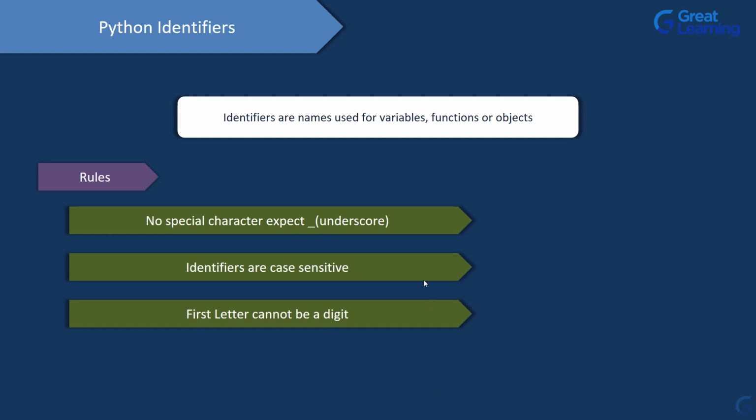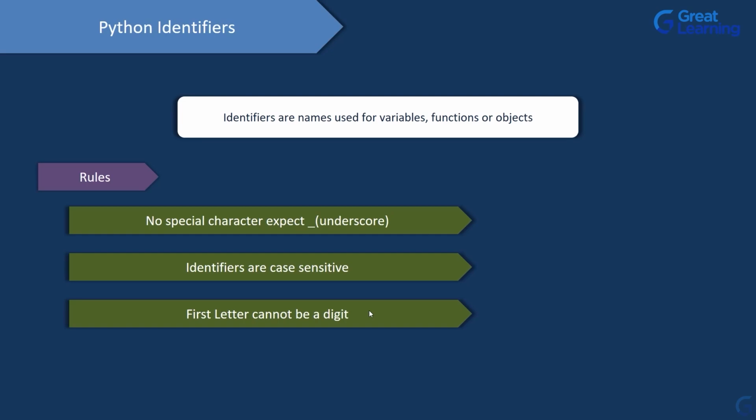You cannot have any special characters in the name of the variable, right? Except underscore, you cannot have any other special characters. It is also important to keep in mind that these identifiers are case sensitive. Let's say you give the name as Lisa where L is capital, and then you have another identifier where L is small. Both of these would be different. Similarly, you've got another rule over here. The name of a variable, function, or an object cannot start with a digit. It can only start with a character or an underscore.